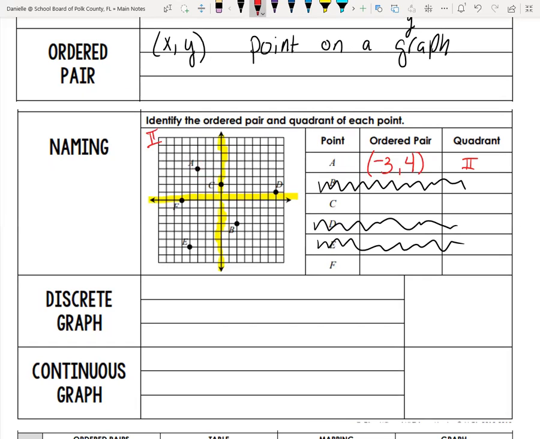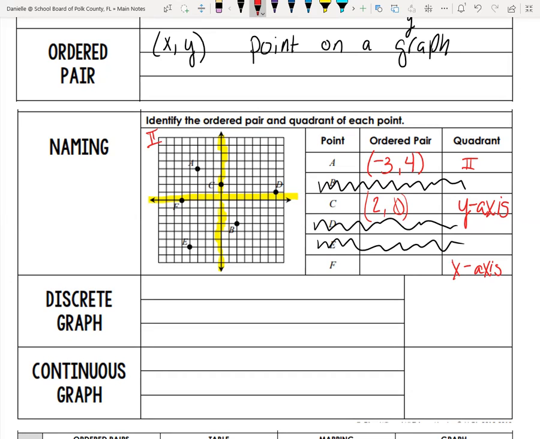And we're going to identify C. C goes up 1, 2. And it does not go left or right. Now C is on an axis point. So for C, our answer is going to be the y-axis, because that's where it is. In F, we can assume the same thing. Since it is on the x-axis, we will put x-axis.